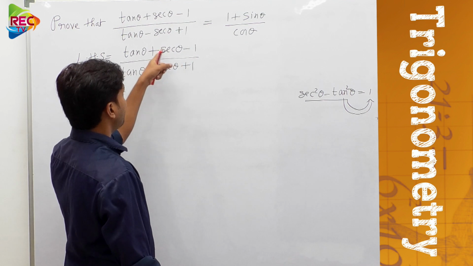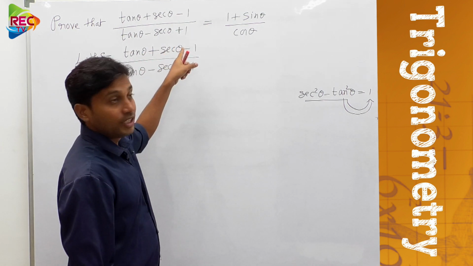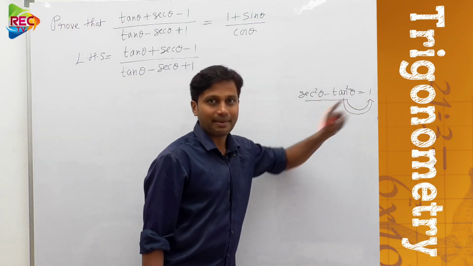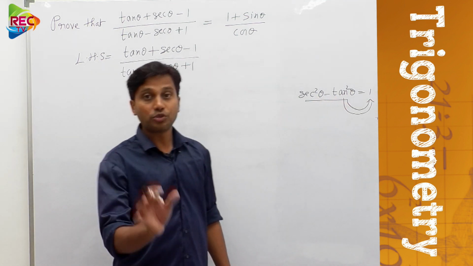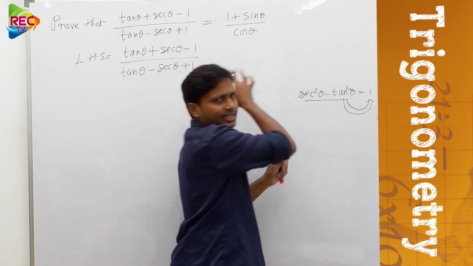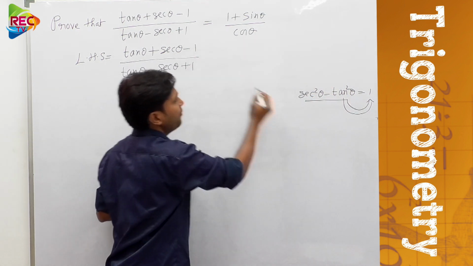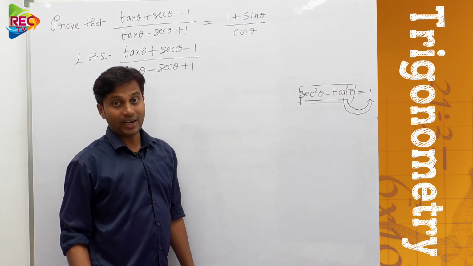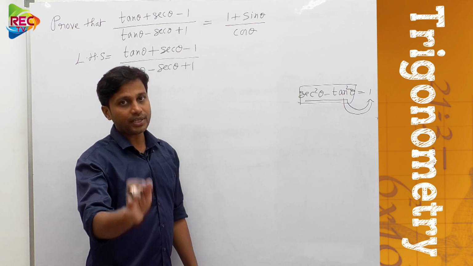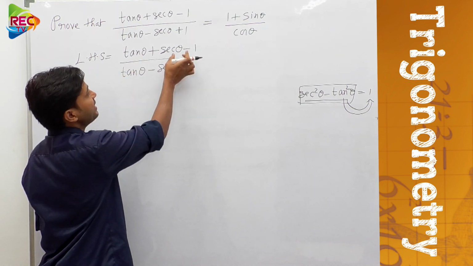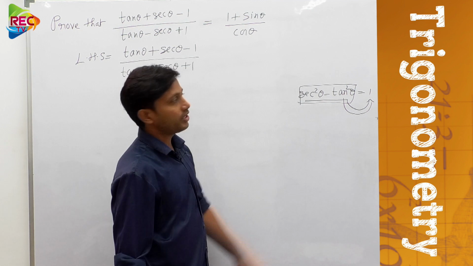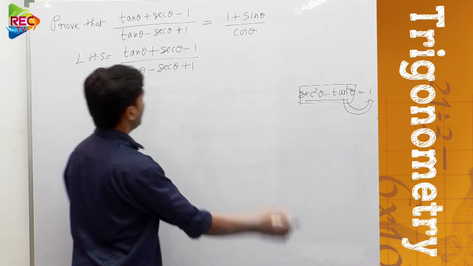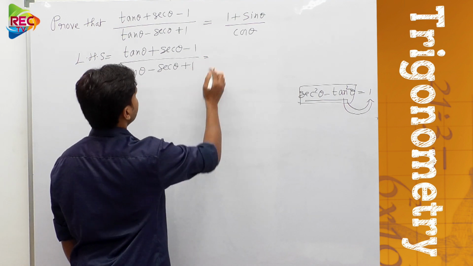Because all these terms are in secant and tan, so we are substituting in place of 1 something in terms of secant and tan. We are using this identity as it is, putting secant square theta minus tan square theta in place of 1. Why secant square theta minus tan square theta? Because this entire expression is in terms of secant and tan. So that's why we are considering this identity, right? Anyways, now just do it.